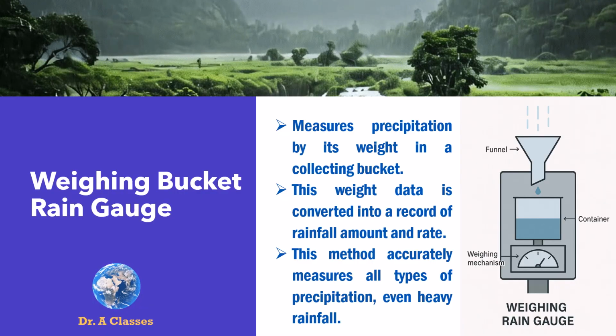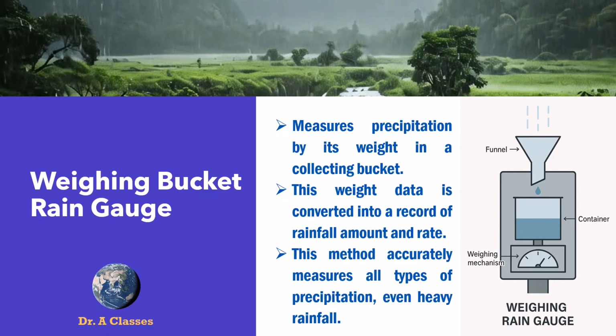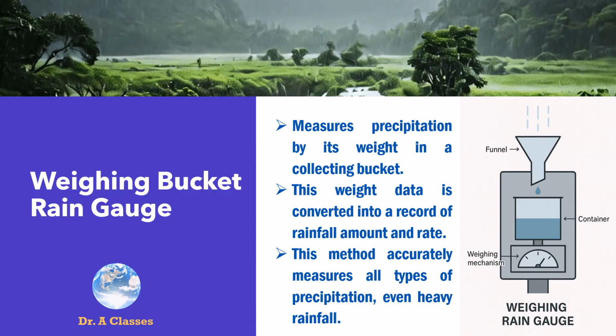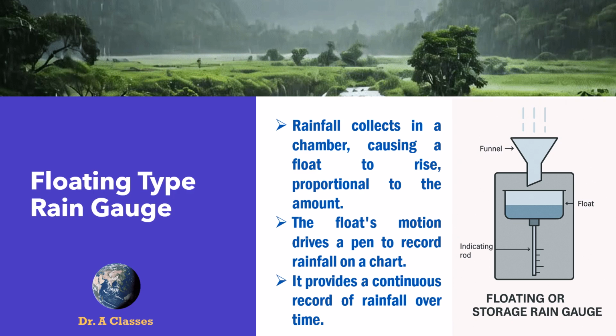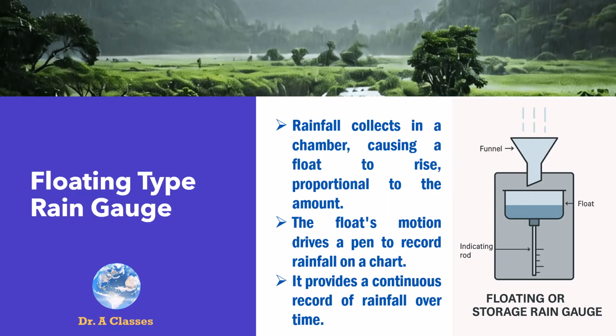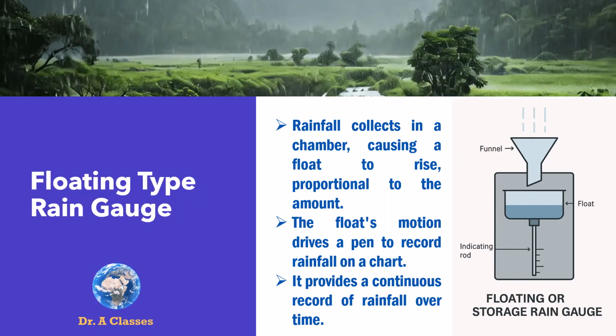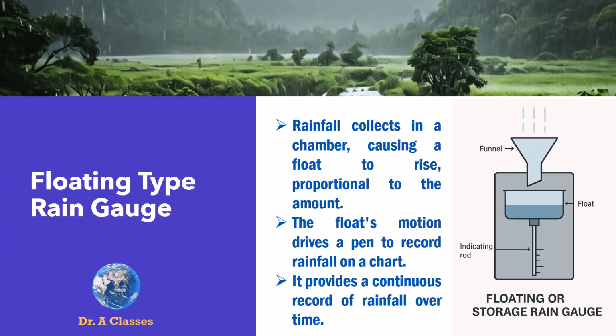Weighing bucket rain gauge. It measures precipitation by its weight in a collecting bucket. This weight data is converted into a recording of rainfall amount and rate. This method accurately measures all types of precipitation, even heavy rainfall. Floating type rain gauge. Rainfall collects in a chamber, causing a float to rise proportional to the amount of the water collected. The float's motion drives a pen to record rainfall on a chart. It provides a continuous recording of rainfall over time.